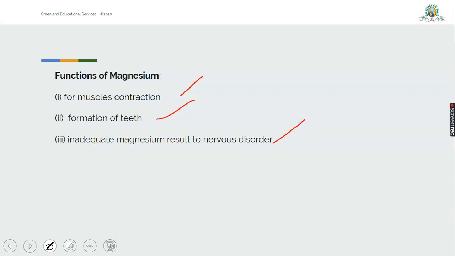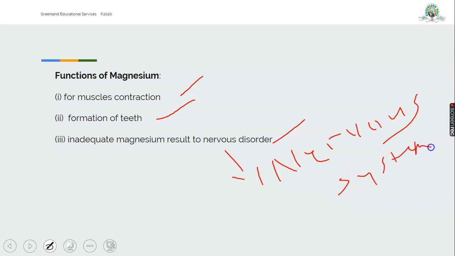Now, this nervous disorder we will treat in full when we talk about nervous system. When we talk about nervous system, we'll look at everything that has to do with nervous coordination in full.